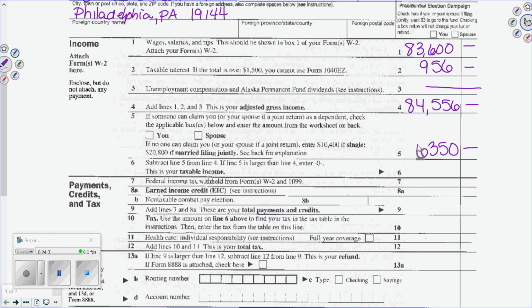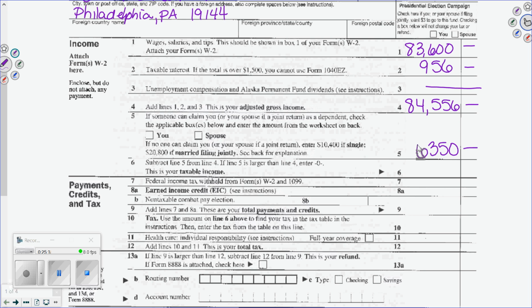Now, would you have known that that's what you should put there? Would you know to flip to the back? How would you know to flip to the back? It says use the worksheet on the back. Simple enough? Yeah, simple enough. Okay. Now, what we just did, let's read that again and see what it says. If someone can claim you as a dependent, then you're going to fill that out in the back.